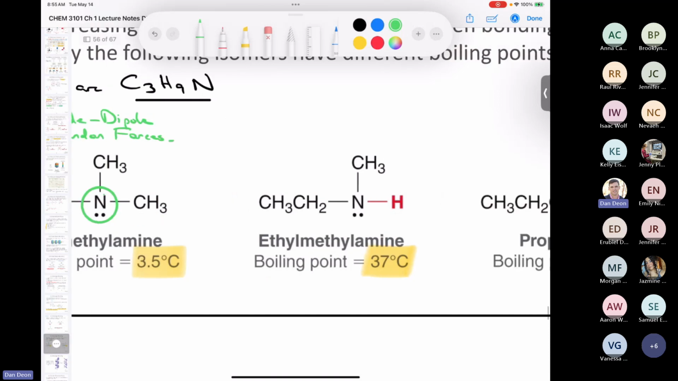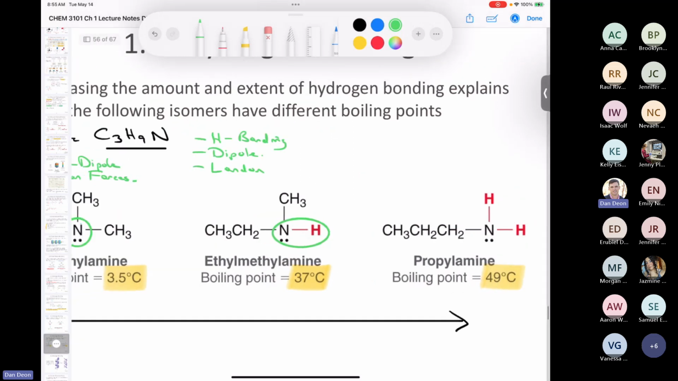But if I get over to ethylamine, you can see that I do have the opportunity for hydrogen bonding. And so this has got hydrogen bonding. It's got dipole-dipole forces. I'm just going to write dipole. And then it also has London forces as well. And you see that propylamine is a little bit higher in terms of its boiling point if you compare it to ethylmethylamine. Well, you've got two hydrogen atoms now, so you've got more hydrogens that are capable of hydrogen bonding, so it stands to reason that it's going to be a little bit higher.